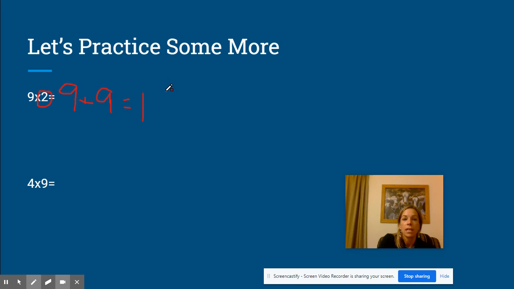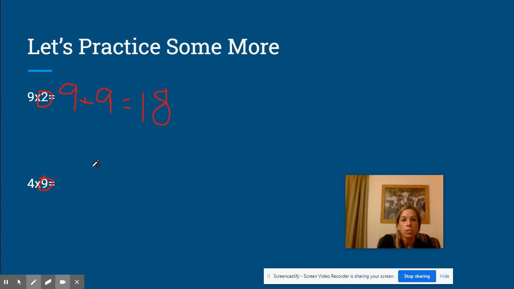Okay, now 4 times 9. There is a special fours trick, but we're not going to learn that one yet. I want us to go ahead and focus on this 9. So how could you solve this? Remember, you have the table, the finger trick, the model. You could even do repeated addition if you would like. Whatever works for you.